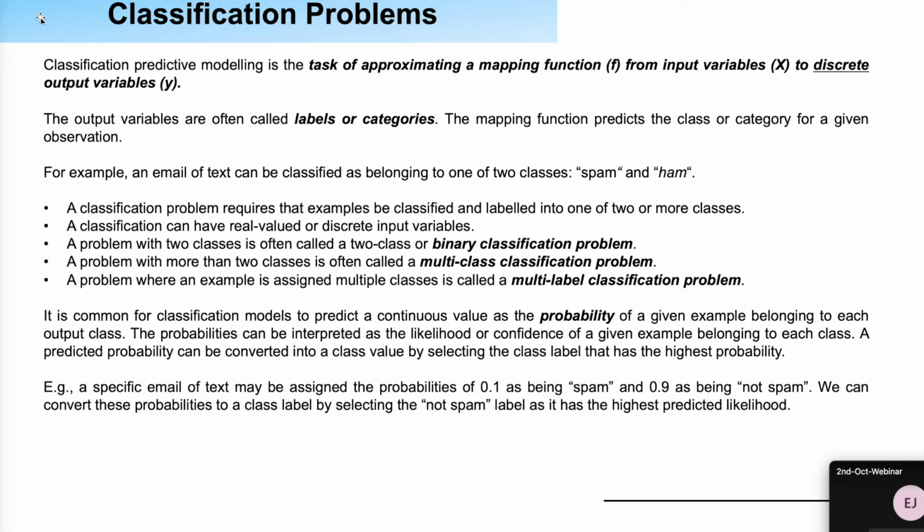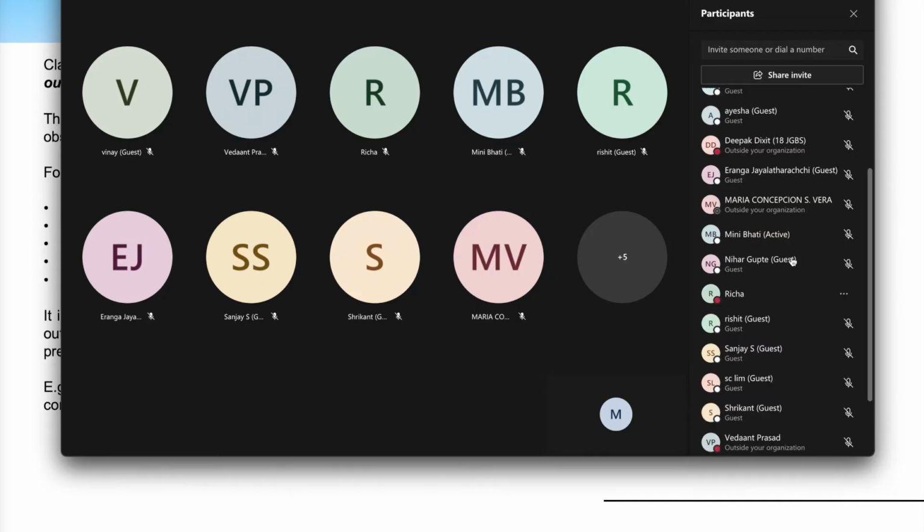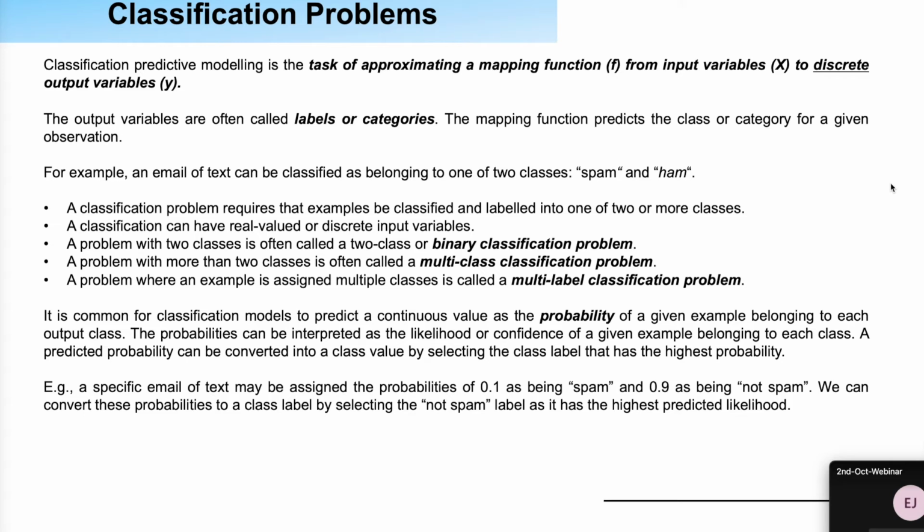But there is also another interesting type of classification problem, which is the multi-label classification problem. It could be one image, but that one particular image may require multiple labels. So if one image requires multiple labels, that becomes a multi-label classification problem.